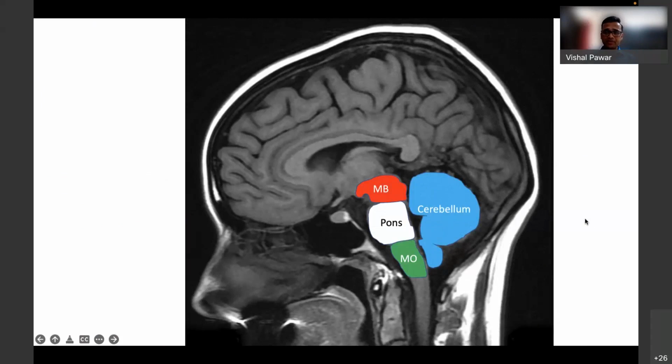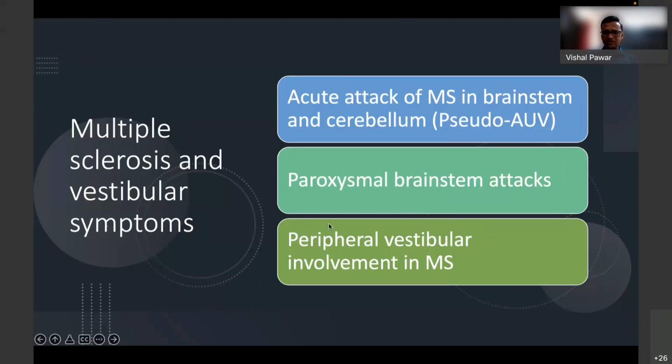In 5 to 10% of patients, vertigo can be the presenting symptom. If the MS plaque involves any of these structures, the patients can present with vertigo. And there are three syndromes. Like in my registry, a patient can present with an acute attack of MS in the brainstem and cerebellum, and it can be a pseudoneuritic presentation.